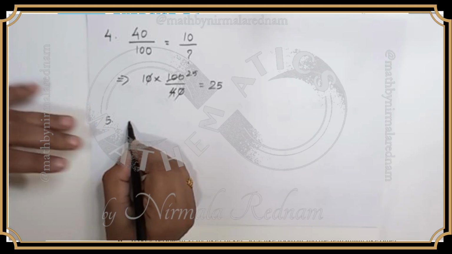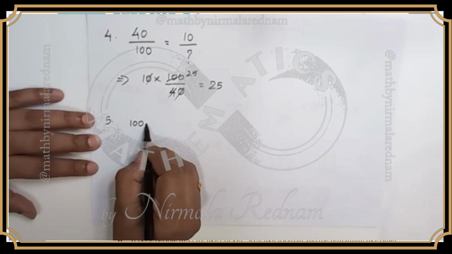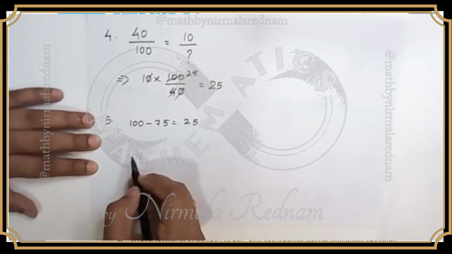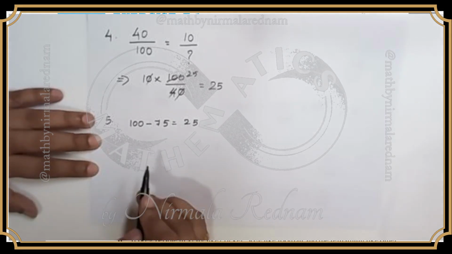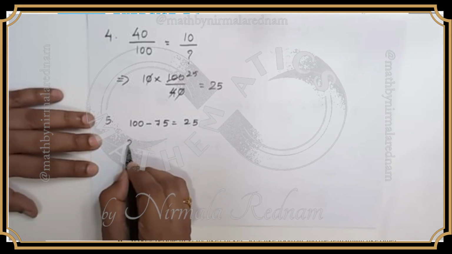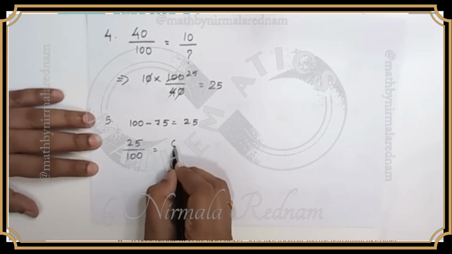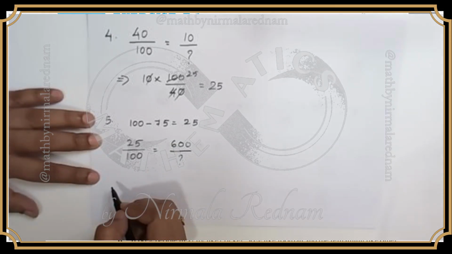Because 75% has been spent, right? So how much is left after spending 75%? I am left with 25%, right? So this 25% is corresponding to the actual amount of 600 rupees. So 25 out of 100 is the same as 600 out of how much, right?